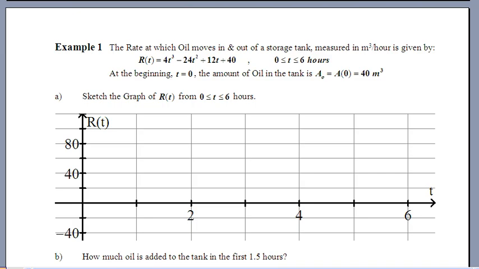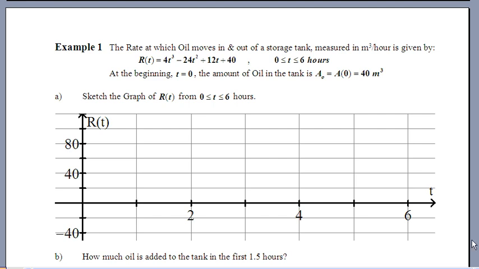The rate at which oil moves in and out of the storage tank, measured in meters cubed per hour, is given by this expression. And we're going to go for 6 hours. Oh, and then there's a little initial condition. They said, by the way, there is a little bit of oil in the tank at the very beginning of the day. There are 40 meters cubed in there.